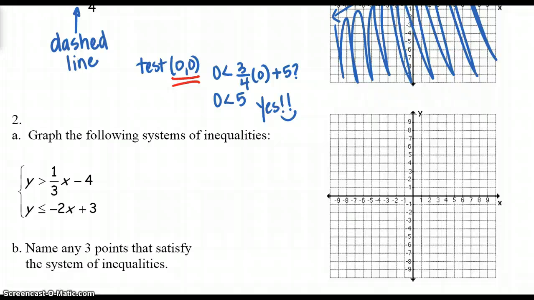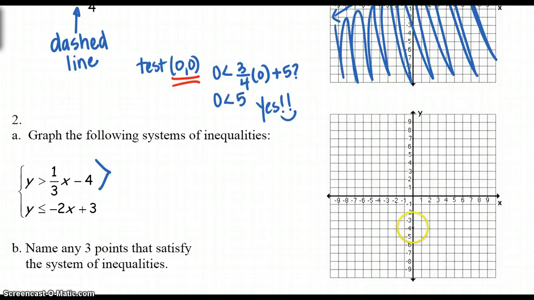Okay, let's keep going. You'll notice number 2 here has 2 inequalities. So now we're not going to just do one, we're going to do 2 of them. So let's go ahead and start with our first one. For this one right here, I'm going to do this in blue. Y is greater than 1/3 x minus 4.